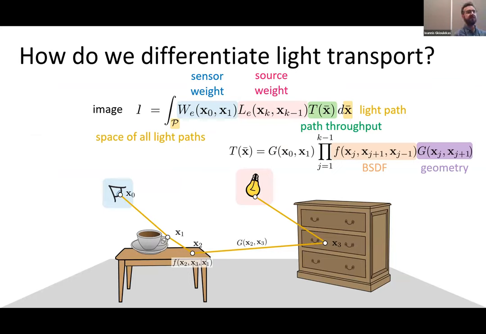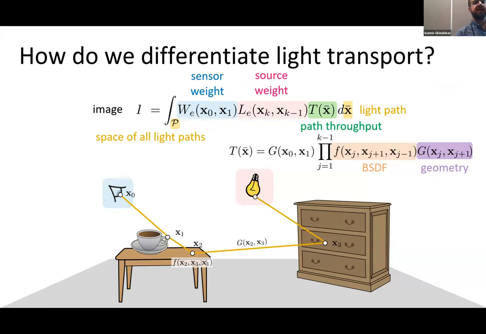Remember that what the renderer does is evaluate this involved light transport model where there are paths that have BSDFs and geometry terms and visibility terms. How do I actually differentiate through that? And the key here is to notice that effectively what I'm looking to do is differentiate an integral with respect to some unknowns that show up in both the thing I'm integrating, the integrand, the function inside, and the integration space, the space of light paths. So I'll try to give you some high level understanding of how differentiable rendering algorithms work.